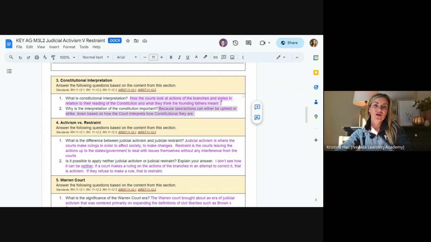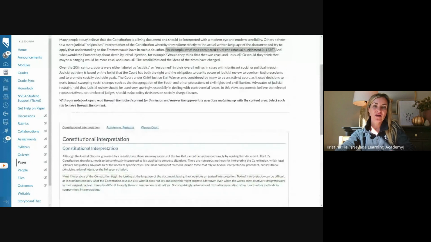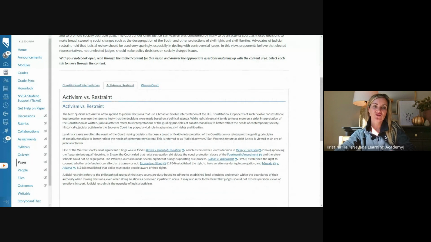Okay, so the next thing we're going to look at, and this is where we'll end today, is activism versus restraint. Judicial activism is often used when people are more broad or interpretive with the Constitution, so using today's standards to interpret the Constitution. Often they're flexible, not literal. People who use judicial restraint are probably more literal. They're going to say, this is exactly what it says, so I'm going to follow it to the letter of the term. So more literal with their interpretation.